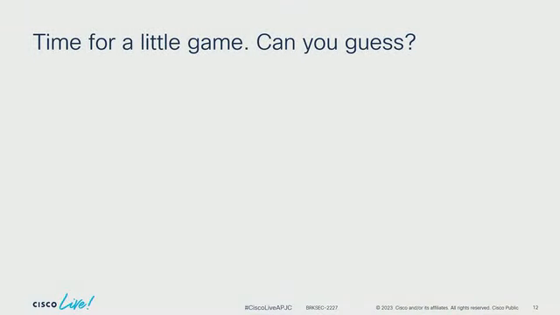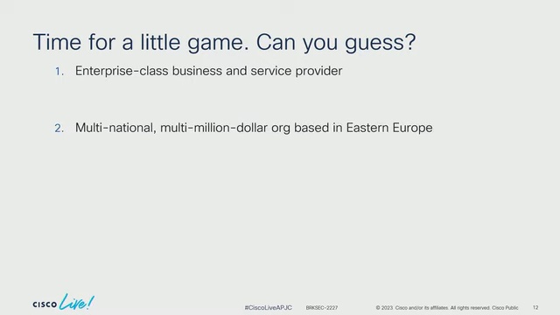I know it was just after lunch, hence the reason for the snacks up front. So let's see if we can guess who I'm talking about here. For any of you that have already seen the slides, no bonus points for skipping ahead. So try and guess who I'm talking about. Enterprise class business and service provider. Multinational, multi-million-dollar organization based in Eastern Europe. They specialized in full-service data encryption and transport.